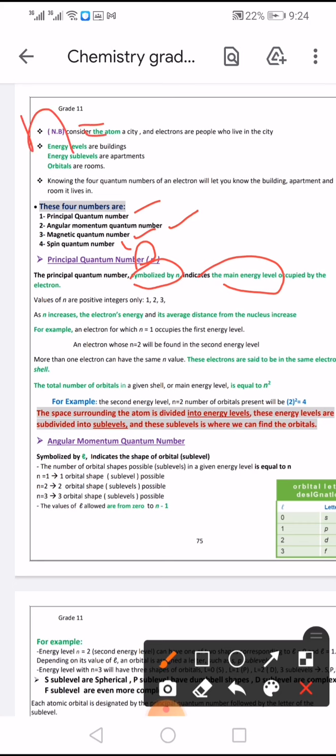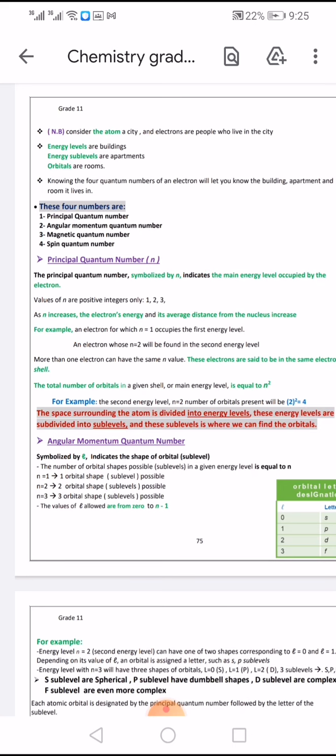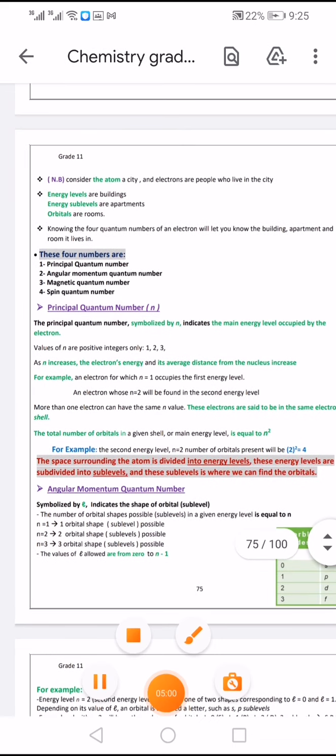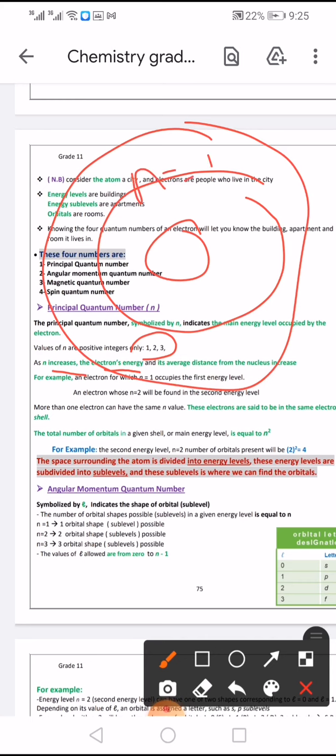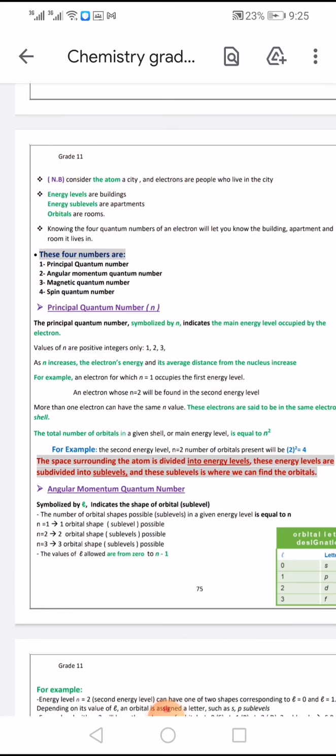For example, when n equals 1, this is the first energy level; n equals 3, the third energy level; n equals 4, the fourth energy level. Values of n are positive integers only: 1, 2, 3. As n increases, the electron's energy and its average distance from the nucleus increase. For example, n equals 1, n equals 2. So when the principal quantum number increases, the distance from the nucleus increases. The second energy level is farther from the nucleus than the first energy level.